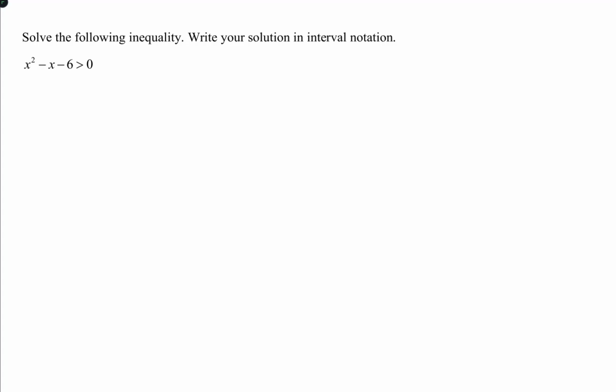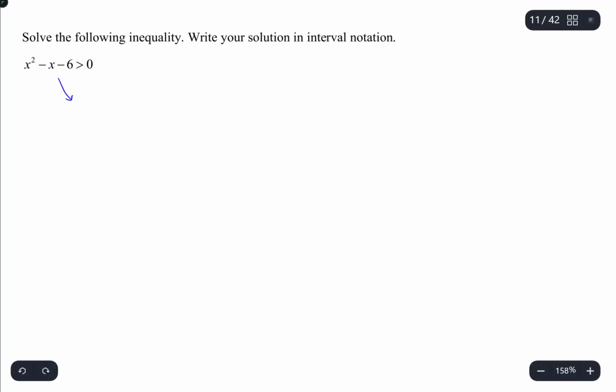Solve the following inequality. Write your solution in interval notation. So we have a quadratic, and we want to know where that quadratic is greater than 0. If we used a graph, we could probably determine it there, but there's a simpler method of doing this a little bit more accurately than using the graph. And that's basically to solve it as if it's an equation to start with.